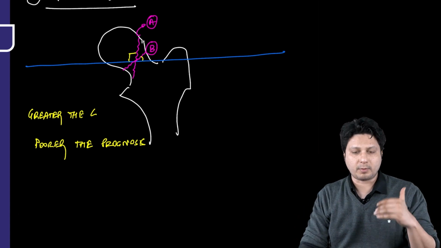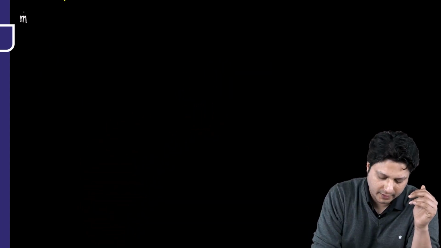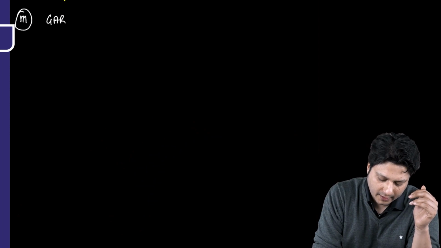Hopefully you have understood how the Powell's classification works. And then finally comes the Garden classification. All right. Now Garden classification can be described into two forms. One is theoretical, other one is practical. So let's have a discussion first of all on the theoretical classification. The name of the classification is Garden.